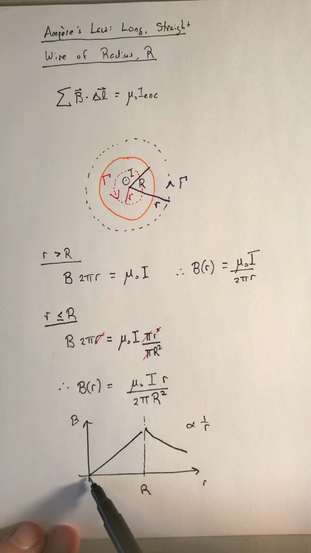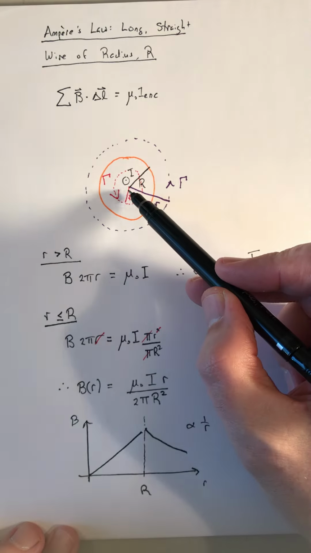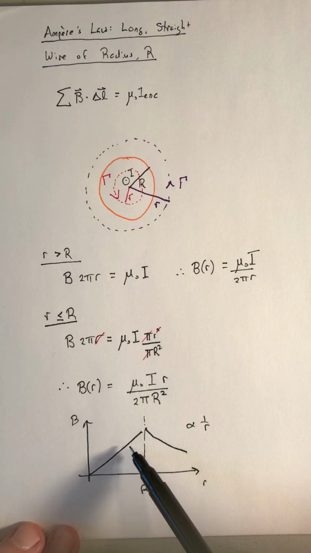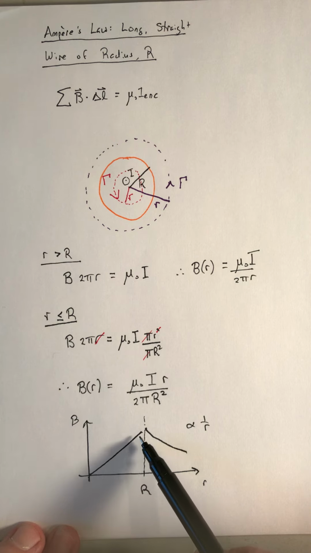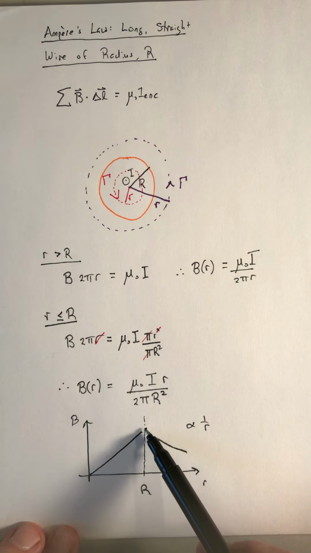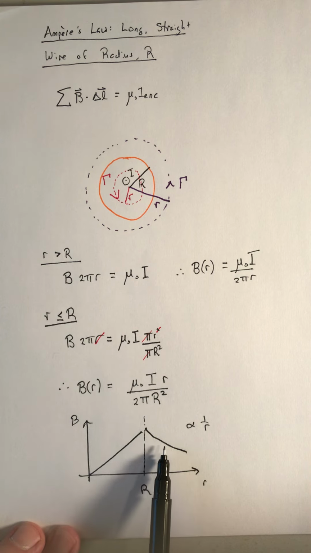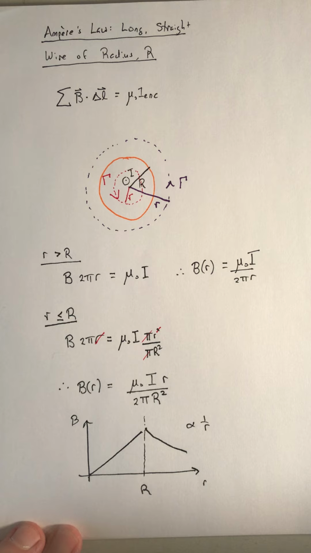So inside the wire, at the very center of the wire, there is no magnetic field. As I move further and further away from the center, I'm enclosing more and more of the current. So the magnetic field gets stronger and stronger linearly with distance until I run out of wire. Then when I'm outside of the wire, magnetic field strength is going to fall off as 1 over the distance.